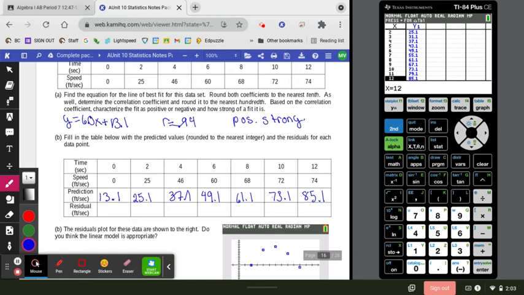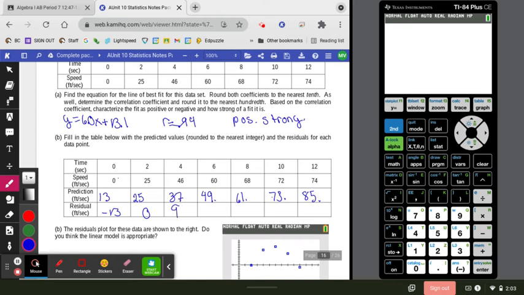Oops, I was supposed to round to the nearest integer. So I'm just going to get rid of all these 0.1s. So now our residual is our actual minus our predicted. So what we do is we do 0 minus 13, so that's negative 13. 25 minus 25 is 0. 46 minus 37 is 9. 60 minus 49 is 11. 68 minus 61 is 7. 72 minus 73 is negative 1. 74 minus 85 is negative 9.